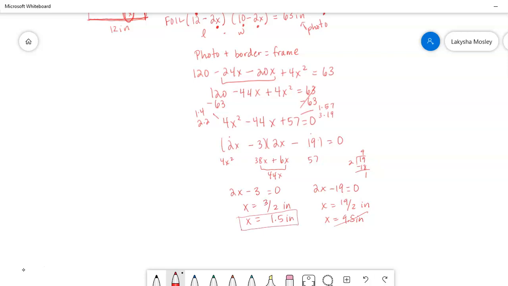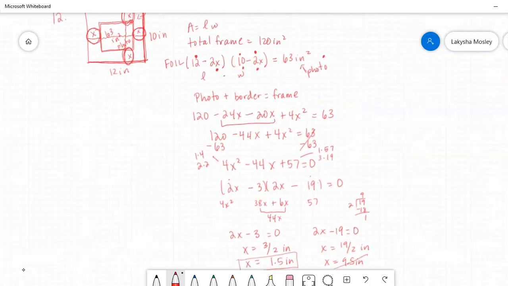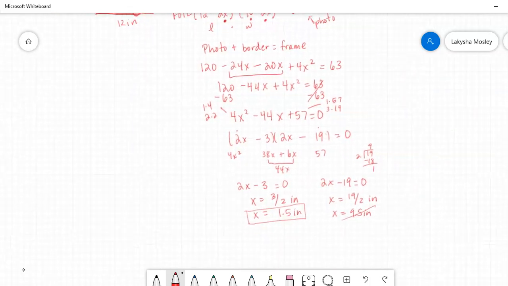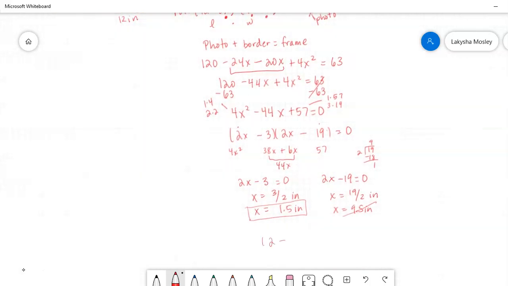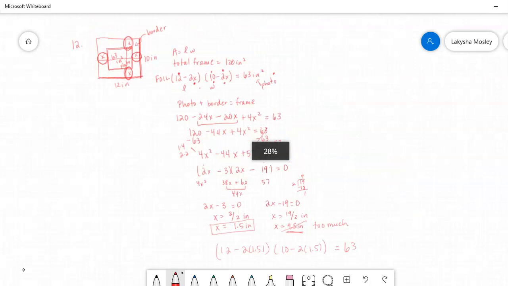That, hey, if I take 12 minus 2 times 1.5, right? Do that. And then you take the 10 minus 2 times 1.5. Does that equal 63? Okay, then you could also, like I said, double check with the 9.5. And like I said, this one is too much. Okay, so I hope that those two make sense.